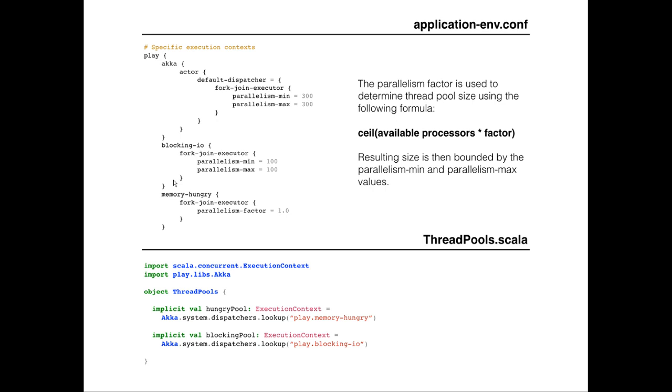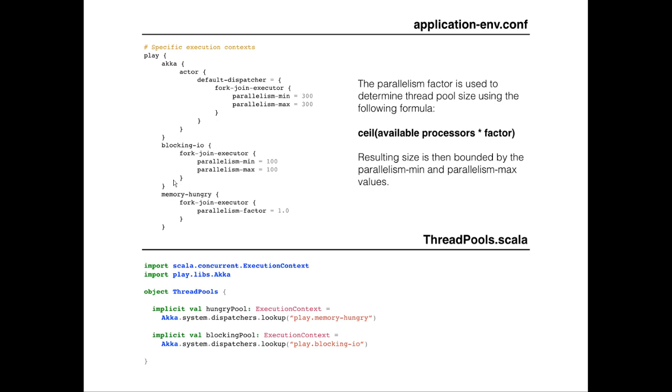So the values are very easy to grok. The parallelism factor is used to determine the thread pool size using the ceiling of available processors times whatever parallelism factor you provide. The resulting size is then bounded by the min and max values that you provide. What I noticed is that in some cases you don't need to provide a parallelism factor, just bound min and max at the same value, and then your threads are fixed. That obviously has some advantages, some disadvantages. I won't go too deep into them.